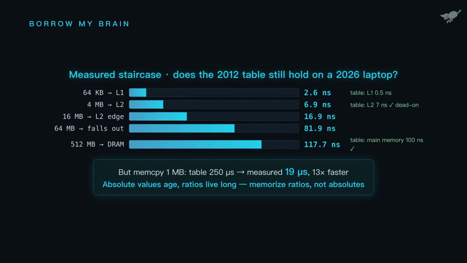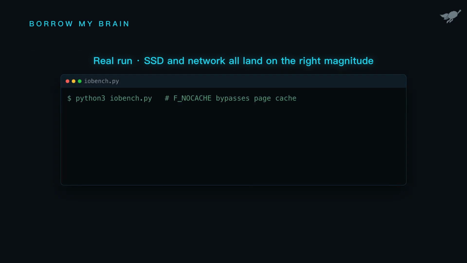Memory bandwidth has exploded over the past decade plus, so the absolute value moved long ago. But notice, the staircase is still the same staircase. L1 is still tens of times faster than main memory. Absolute values age. Ratios live long. Memorize ratios, not absolutes. Experiment 2 measures the SSD and the network.